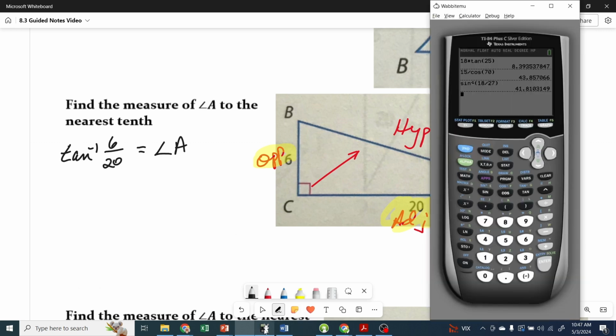So I take my calculator and I punch that in. Second tangent, 6 divided by 20. 16.7.